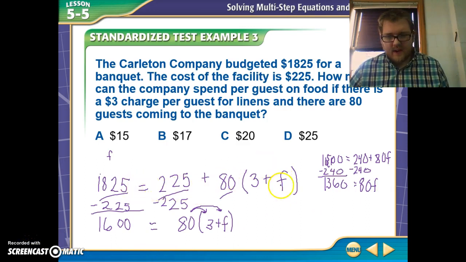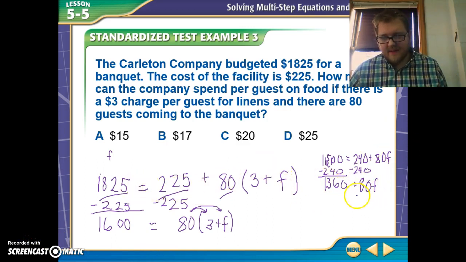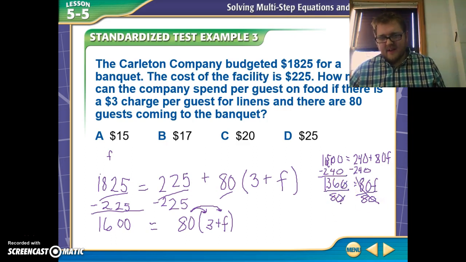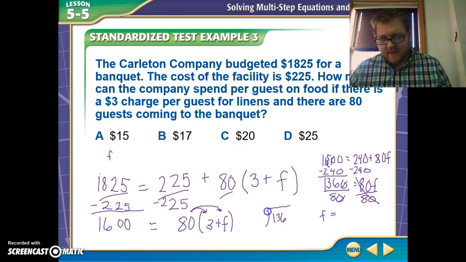I'm going to divide both sides by 80. We see that the 10s cross out. The food cost is 136 divided by 8, which is 17. It looks like they would be able to spend $17 on food per each guest, and that would be answer B. Alright, so see if you can solve this problem on your own.